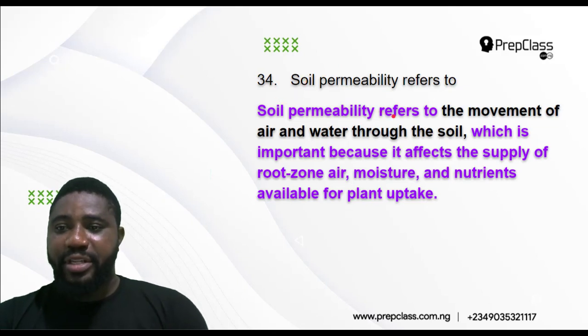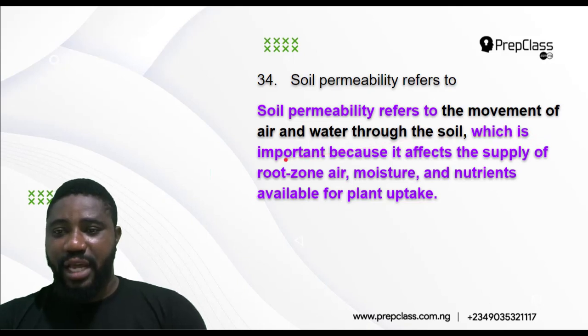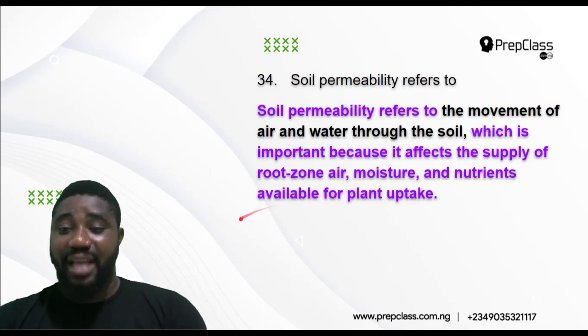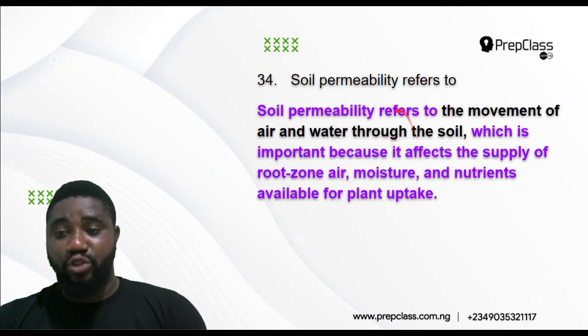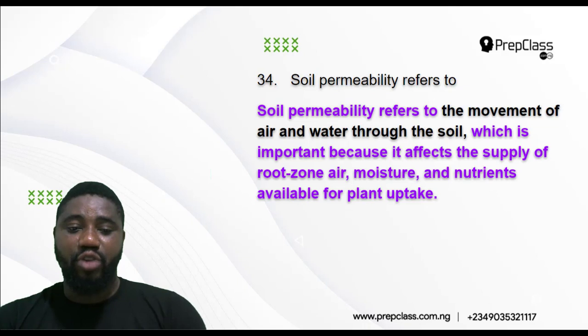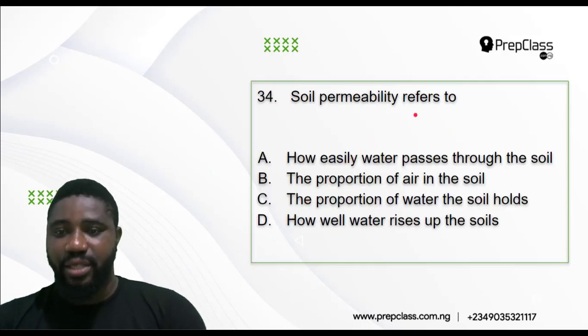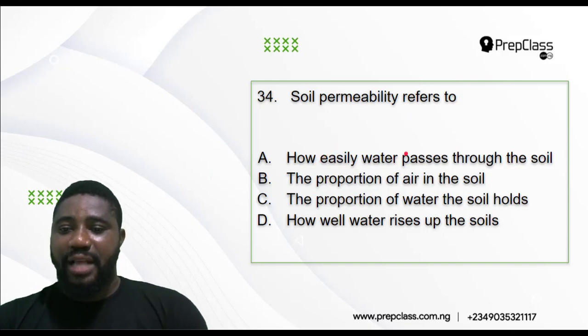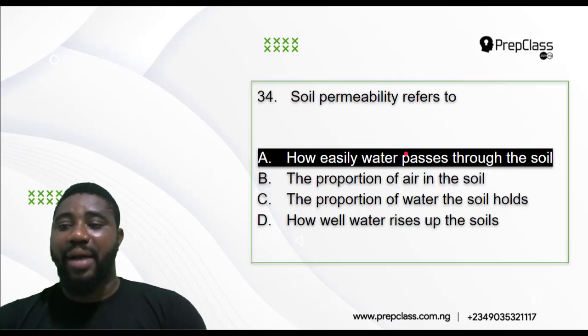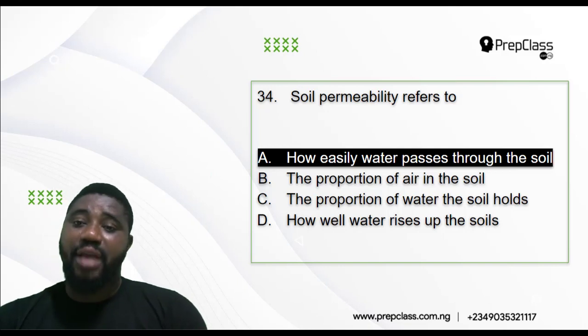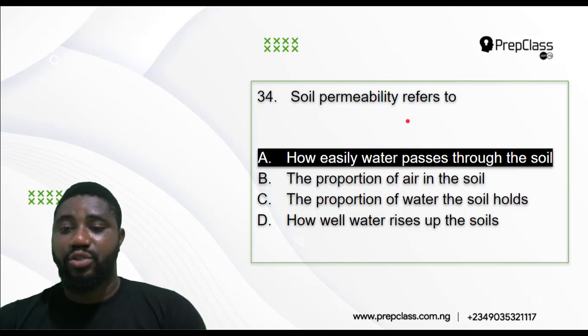We said that soil permeability refers to the movement of water and air through the soil, which is important because it affects the supply of root zone air, moisture, and nutrients available for plant uptake. So the movement of water and air through the soil is known as soil permeability. A permeable soil is a soil that allows water and air to pass through it easily. So the correct answer there is option A, how easily water passes through the soil.